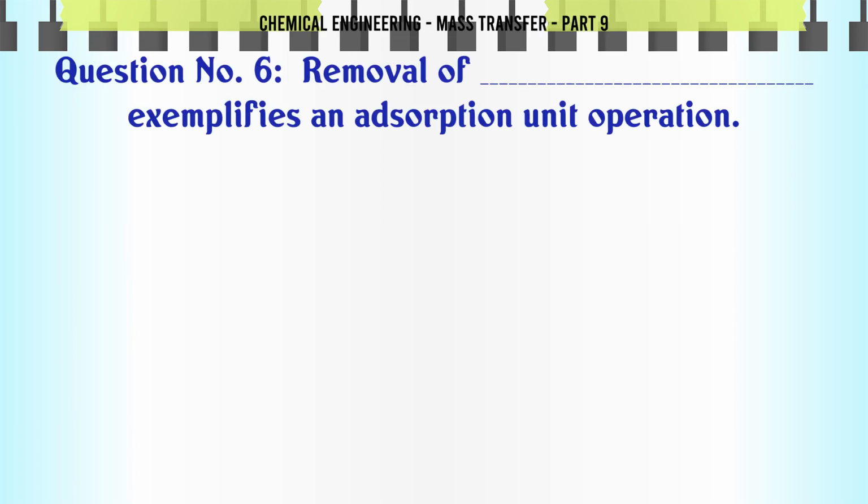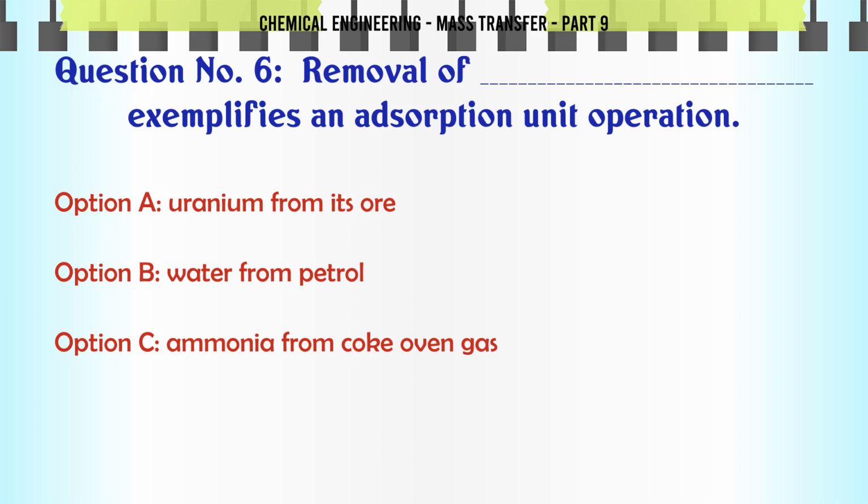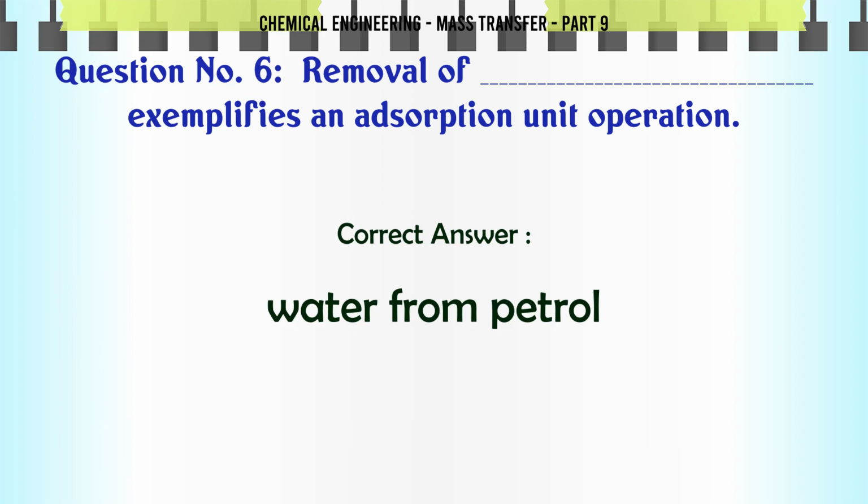Removal of exemplifies an adsorption unit operation. A. Uranium from its ore. B. Water from petrol. C. Ammonia from coke oven gas. D. Mustard oil from mustard seed. The correct answer is water from petrol.